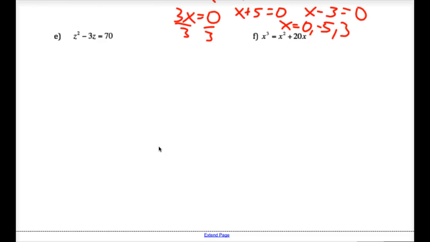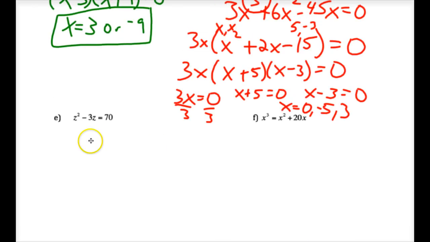Let's get a couple more done. On E, go back to E, subtract 70 from both sides, make sure you make it equal to 0.